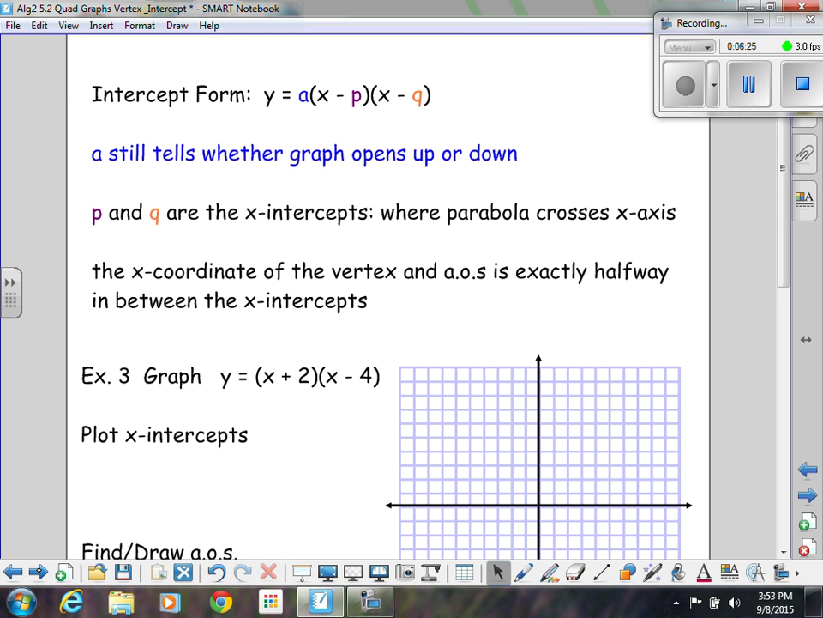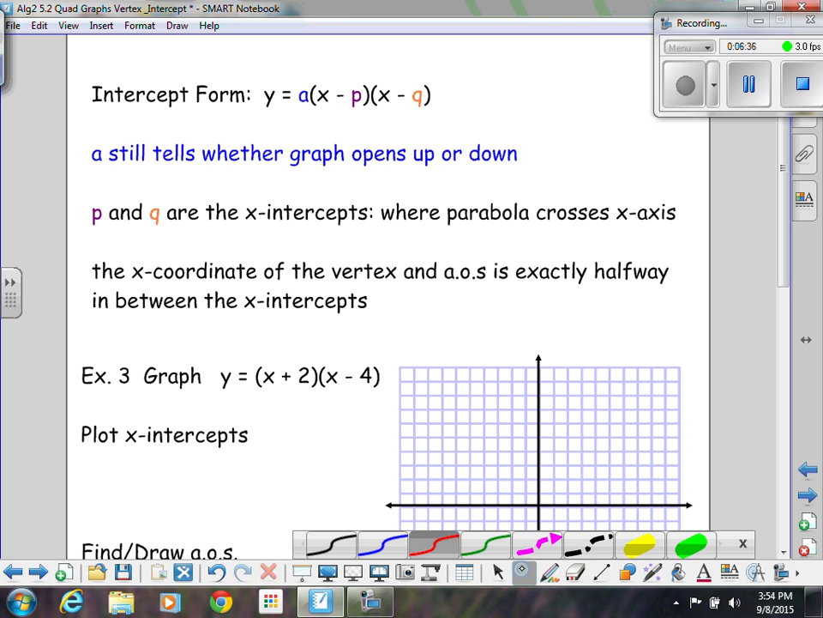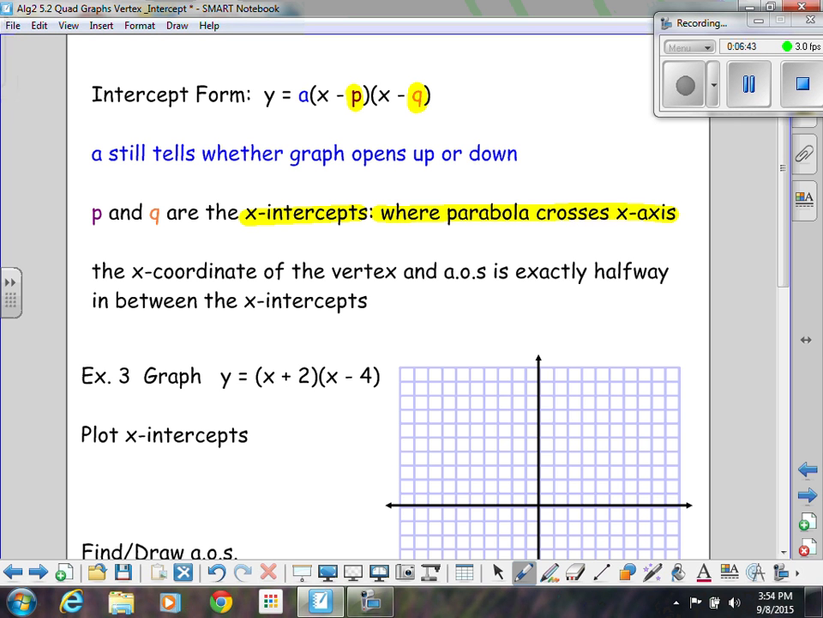In intercept form, we still have a number in front of the parentheses. That's our a, and that still tells us whether the graph opens up or down. And then these numbers inside the parentheses, the p and the q, those are going to be our x-intercepts. Remember, x-intercepts are where the parabola crosses the x-axis. And then we'll be able to find the vertex by going exactly halfway in between those x-intercepts, smack dab in the middle. I'll show you what that looks like with this first example.